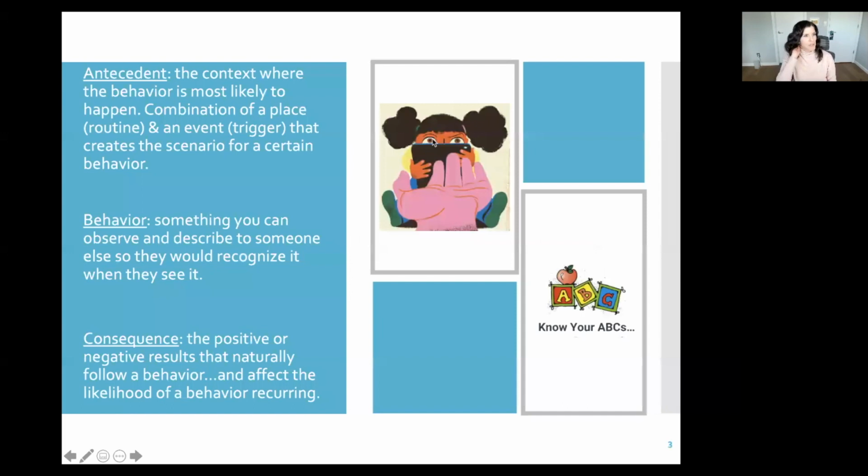So today we'll be focusing on antecedents, and this is the context where the behavior is more likely to happen. So it's a combination of the routine and some kind of an event or a trigger that creates a scenario for a certain behavior, good, bad, or otherwise. And consequences, so antecedents come before, consequences come after, and we'll talk more about consequences in the next video.